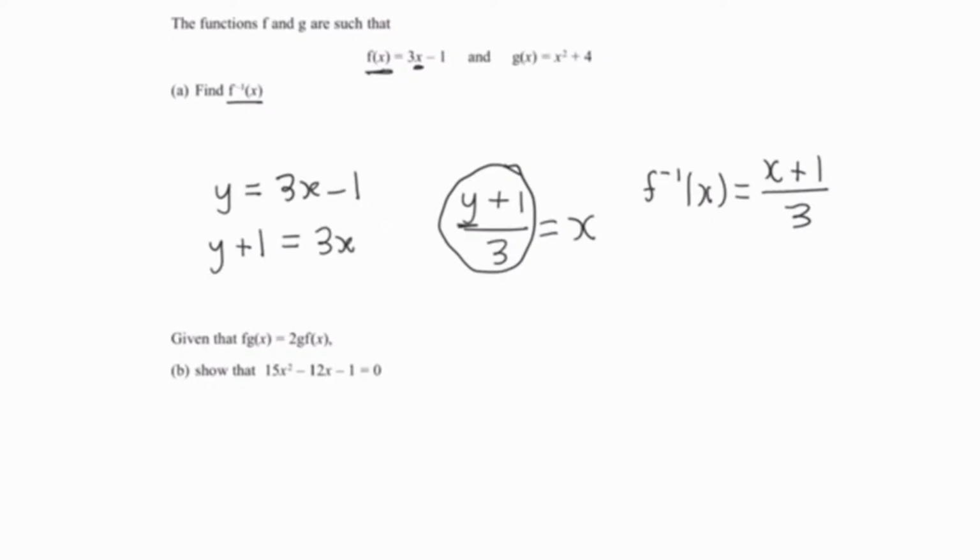Now looking at part D, we're told, given that fg(x) is equal to 2gf(x), we want to show that this equation. So basically we want to do this and do some simplifying and show that it's equal to that.